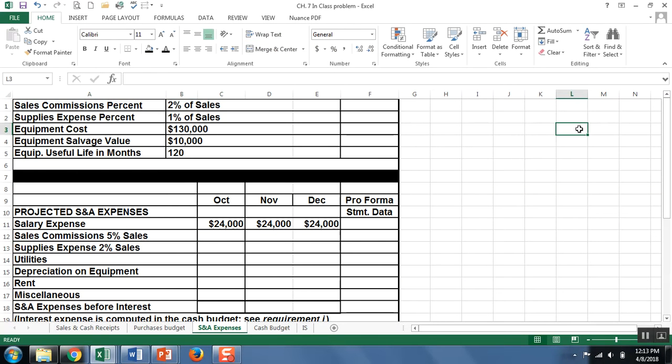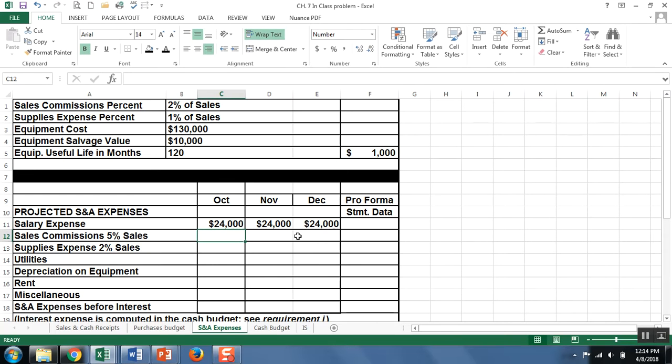We also note that we're going to be buying equipment of $130,000 with an equipment salvage value of $10,000 and a useful life of 120 months. So we need to calculate our depreciation expense each month, which is going to be equal to our equipment cost minus our salvage value divided by our number of months, which gives us $1,000 per month as our depreciation expense.